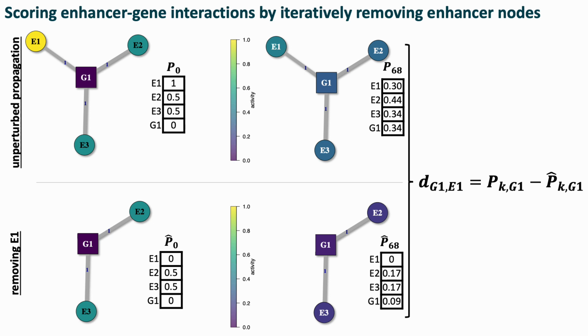We call it P hat now, the vector of node values. We do the propagation again, and we end up with a different node value vector, which we call P hat here. And now to get a score for each gene to each enhancer, we take the difference of the node value that we get at gene 1 in the steady state, subtracted by the perturbed version of this propagation. And this score we call a delta.